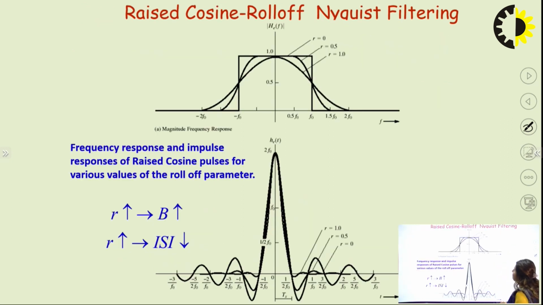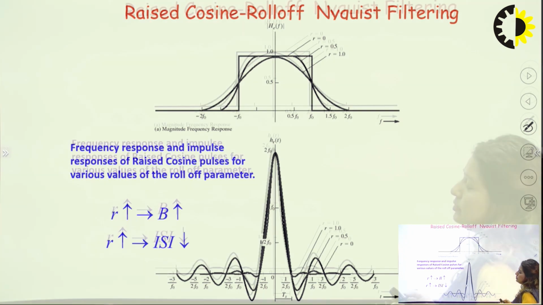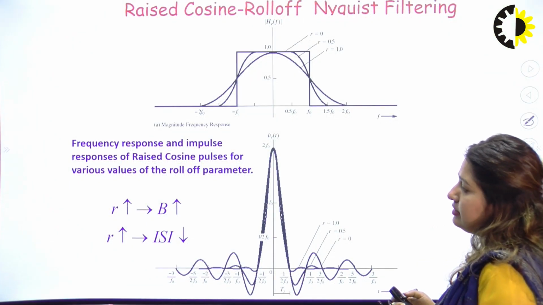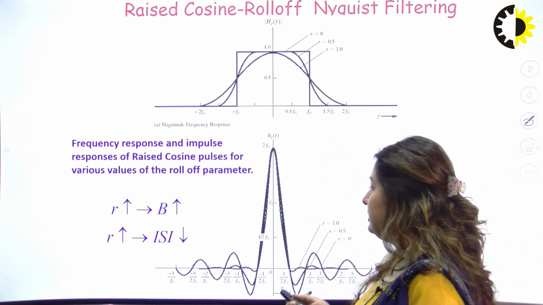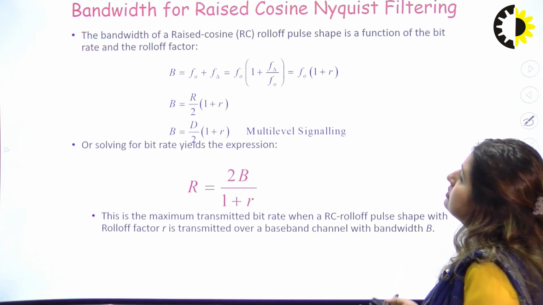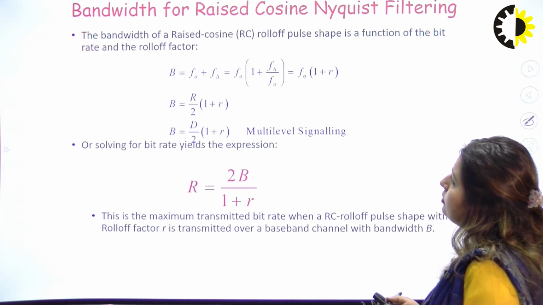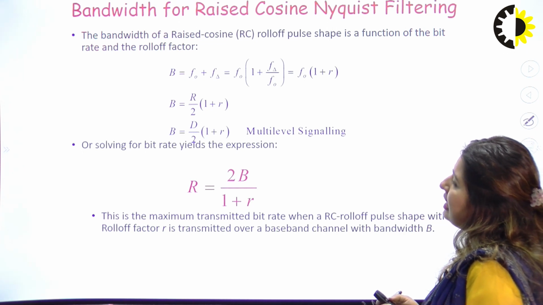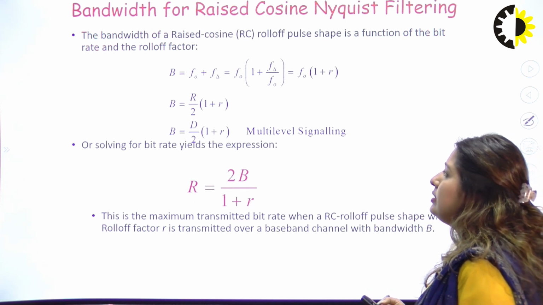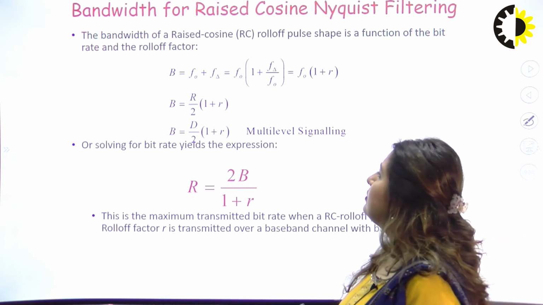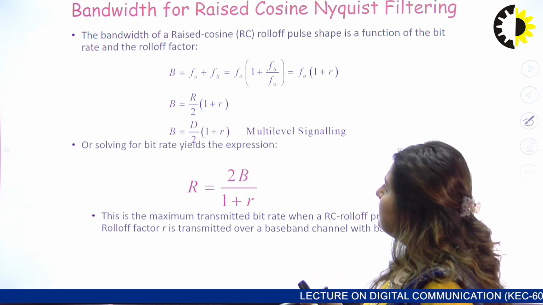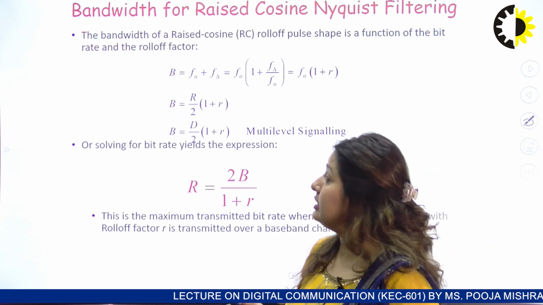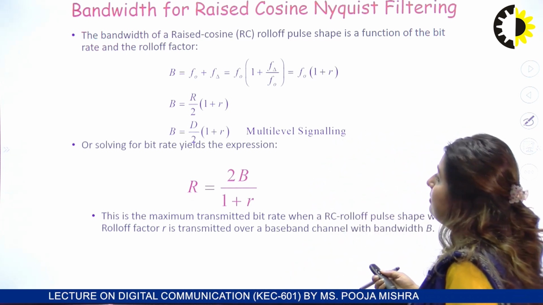So this is the next graph, which is showing again the same thing: as you increase the r value, the bandwidth will also increase, and the intersymbol interference value decreases. So these are the formulas which we have already covered, that bandwidth is equivalent to D by 2 (1 plus r), or from here we can easily calculate the value of r, or B is equivalent to Rb by 2 (1 plus r), which gives r equivalent to 2B upon Rb minus 1. So these formulas you can use in the numerical problems for calculating the roll-off factor and the bandwidth in the case of the raised cosine method.